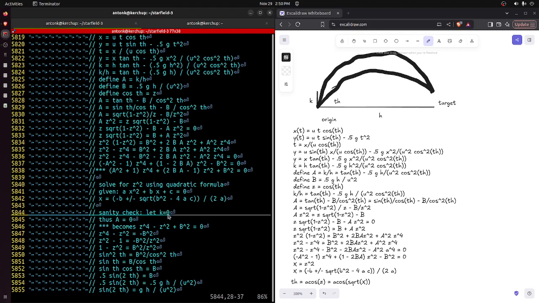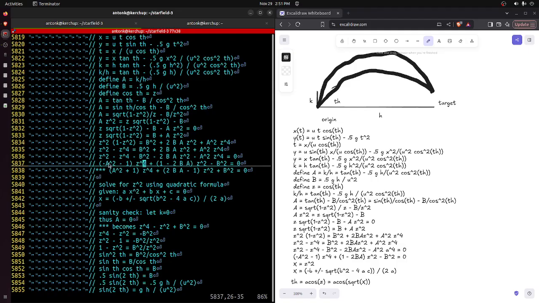we assume that k equals 0, which means that the target and the origin are on the same plane, the same horizontal plane. And that means we can simplify some things. So for instance, a, which is defined as k divided by h, becomes 0. And let's see, what is this equation here? This is just this equation.